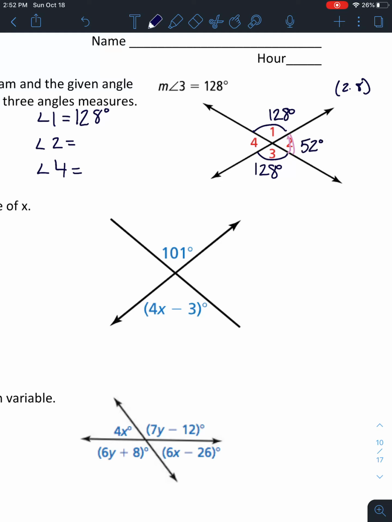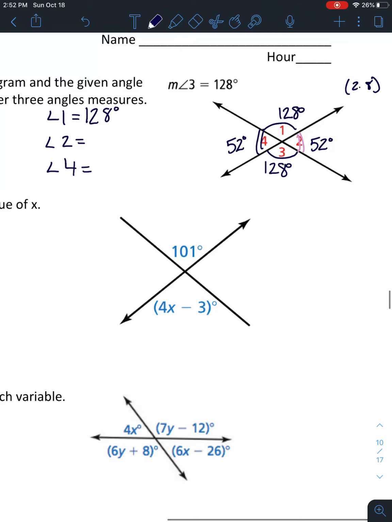Now we can apply the vertical angle theorem again. Angle 2 and angle 4 are vertical angles, which means this is also 52 degrees. There's a number of other ways you can think about it. You could also say 3 and 4 form a linear pair. Thus they're supplementary, which means they add up to 180. So we could say 180 minus 128 to get to number 4.